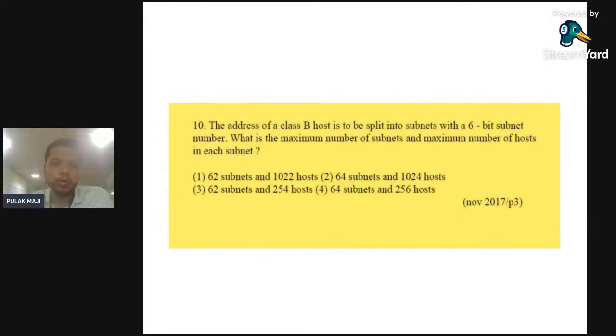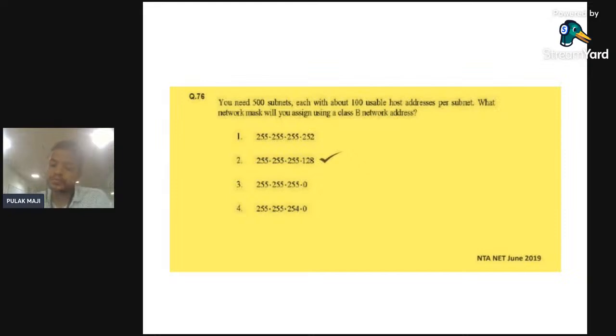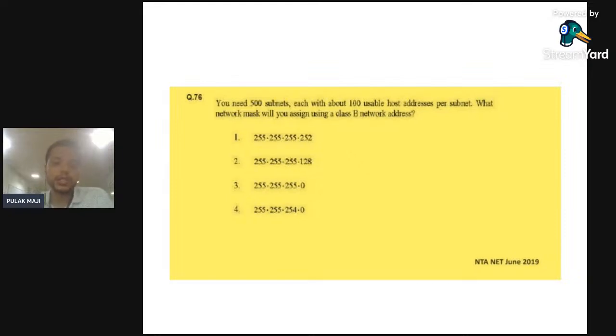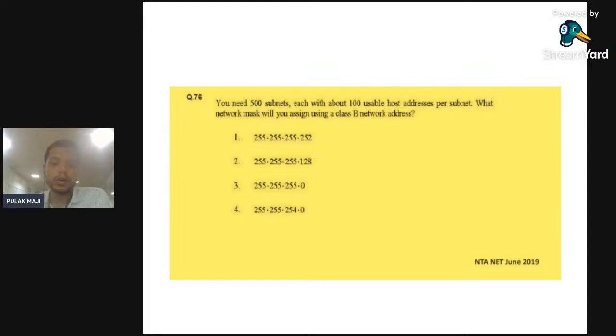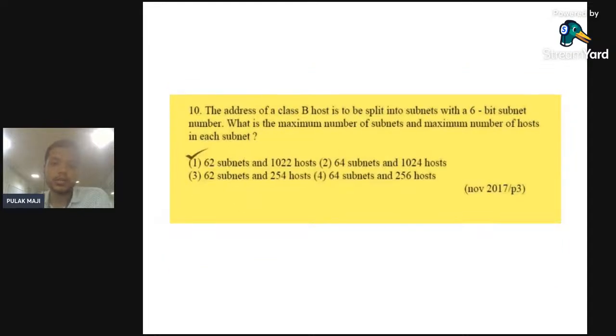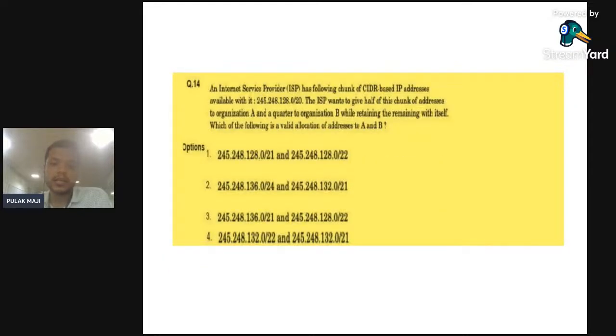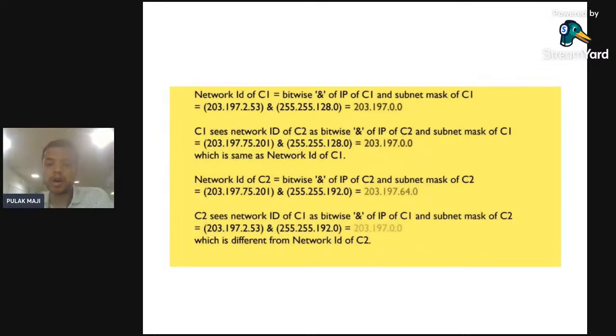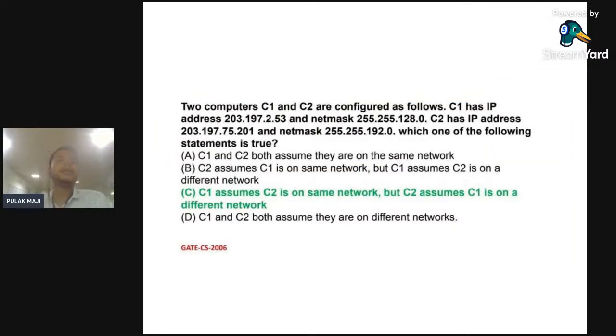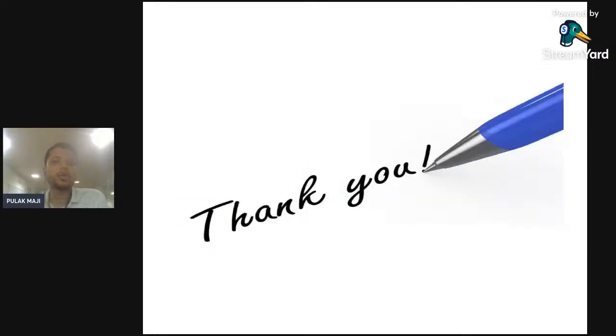So first of all, what is the procedure? First of all, write down the question. What is given? The IP address is 20.10.30.35, and slash how many bits are reserved or used for the network? 27. It is very clear.